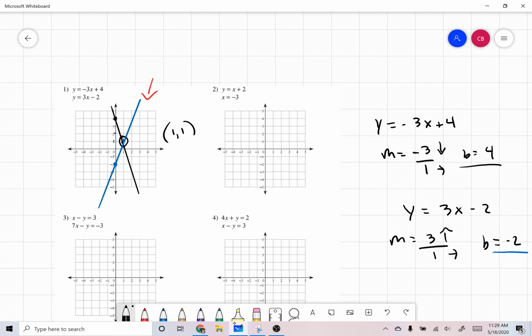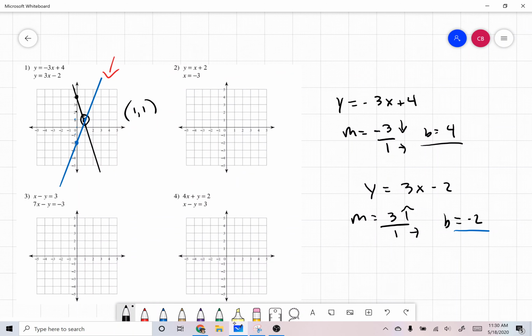So there are many points that work for each line. Actually, there are infinitely many points that work for each line, but there's only one point where these two lines meet, and that's right there at the point 1, 1. If you don't believe it, just plug 1, 1 into those, and you'll see that 1 is equal to negative 3 plus 4, and 1 is equal to 3 minus 2. So that's the first one. Let's do another example.